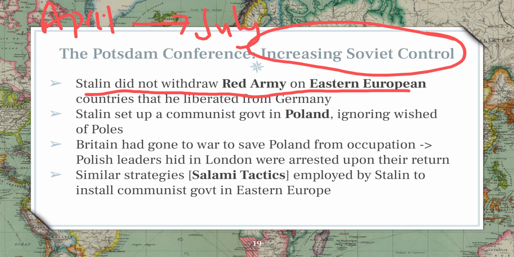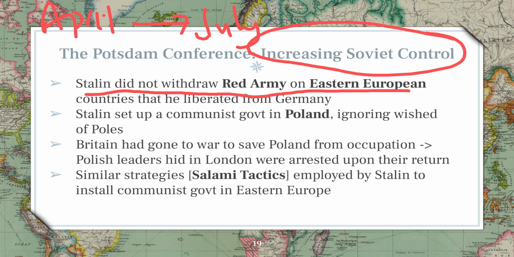Right? It's like a policeman saved a child from a kidnapper and then decides to keep the child for himself. Yeah, that sort of thing. Okay, so does that analogy work? I hope it does. But yeah, basically they did not withdraw from the countries that they had freed from the Germans. All right, and they had set up a communist government in Poland, ignoring the wishes of the people.